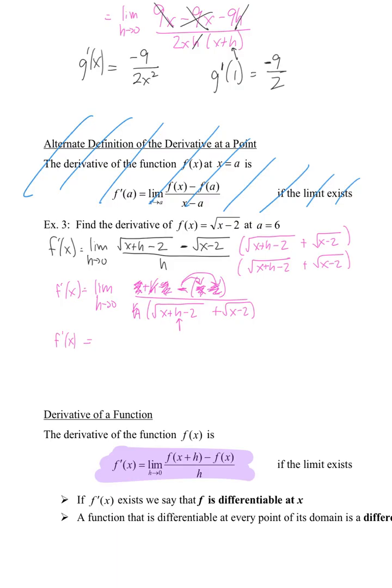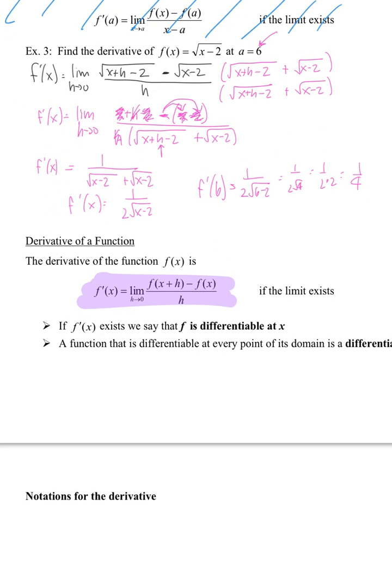So it looks like my derivative is going to be 1 over the square root of x minus 2 plus the square root of x minus 2. Well, that actually simplifies. That's 1 over 2 square root of x minus 2. And if we want this very specifically at a point, which is 6 in this case, f prime of 6 is 1 over 2 square root of 6 minus 2. That's 1 over 2 square root of 4. That's 1 over 2 times 2. That's 1/4. All right, let's continue.